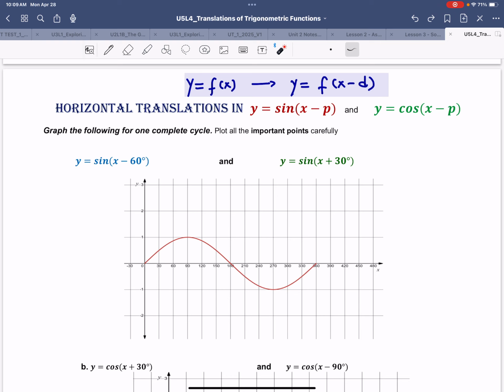Now, when it comes to sine and cosine functions, instead of the letter d, we'll be using the letter p. The letter p stands for phase shift. Because these are periodic functions, the horizontal translations will occur in phases, and that is the reason why we use the letter p instead of d.